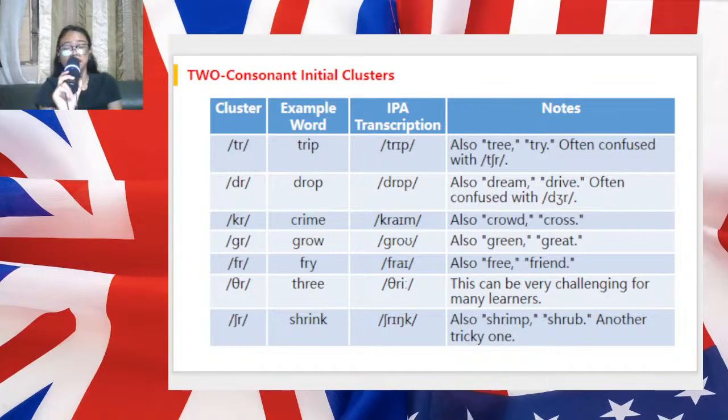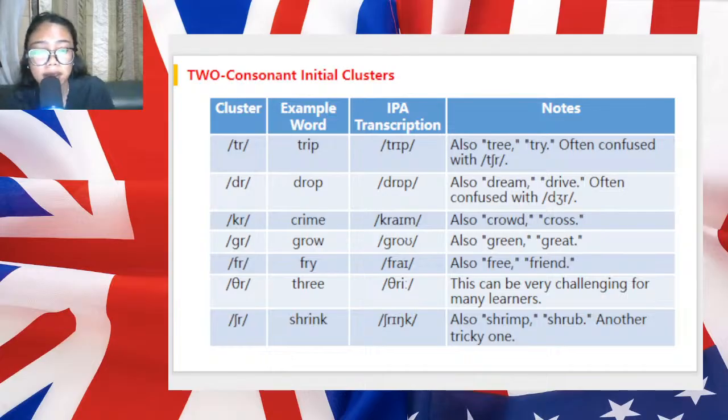This is the second set of clusters. Now, of course, for these consonant clusters, especially the ones noted as challenging, consistent practice and isolating the sounds if needed is key. So pay attention to the subtle differences in tongue and tip position as you move from the first connection.